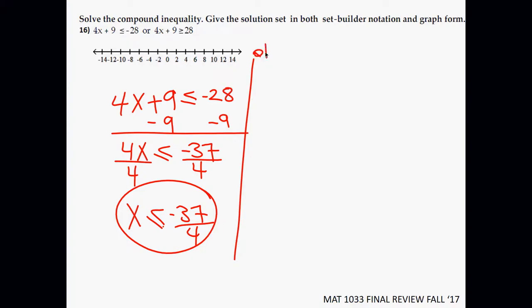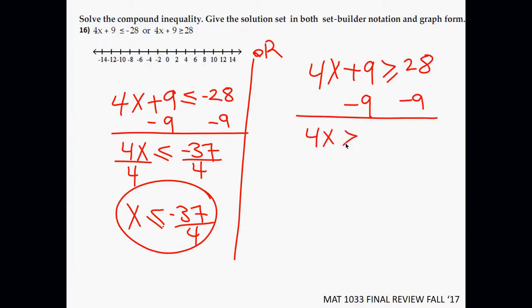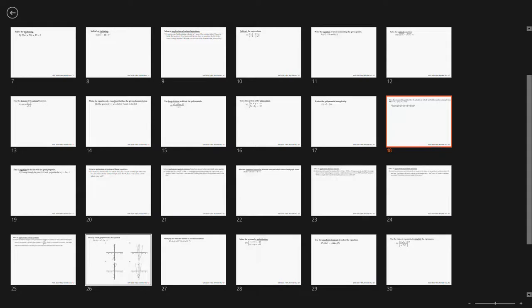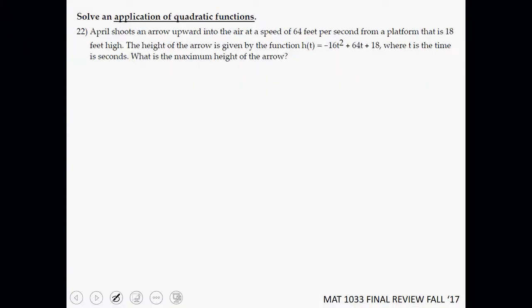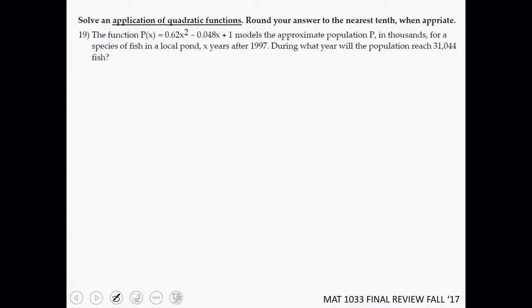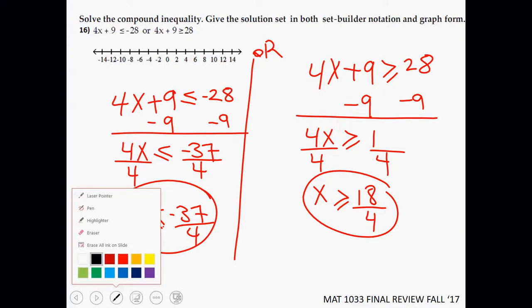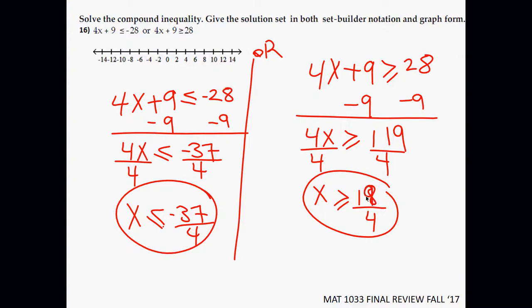We make sure not to forget the word or. And the second one is 4x plus 9 greater than or equal to 28. The same thing, we subtract 9. Then you get 4x greater than or equal to 19. Divide by 4. x greater than or equal to 19 over 4. Sorry, it's 19, 28 minus 9 will be 19. So it will be 19 over 4.